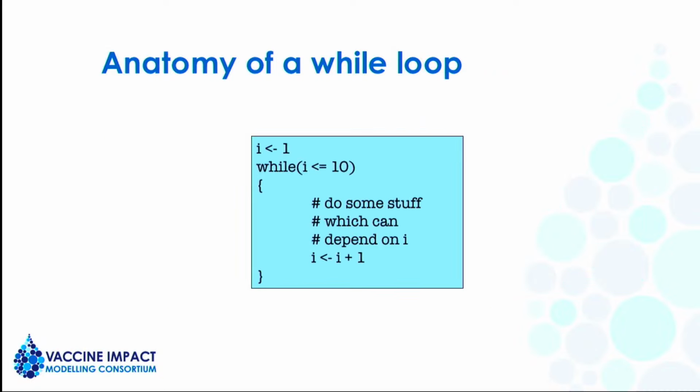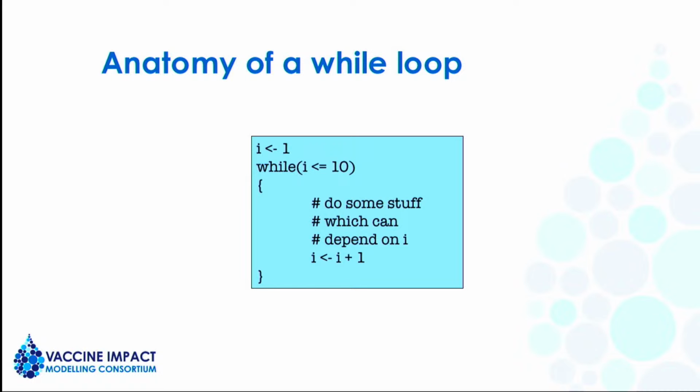Okay. So that's for loops. For loops are great when you know exactly how many operations you want to do. So you have a vector of data, a matrix of data, you want to do something with it. You know exactly how long the loop is going to take to run. You know that it will stop when you effectively run out of data.